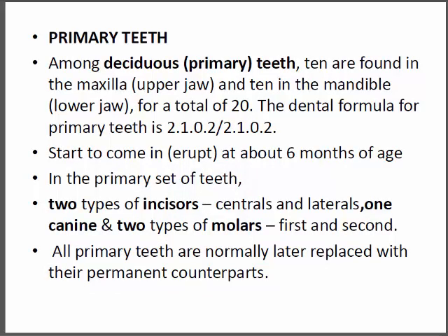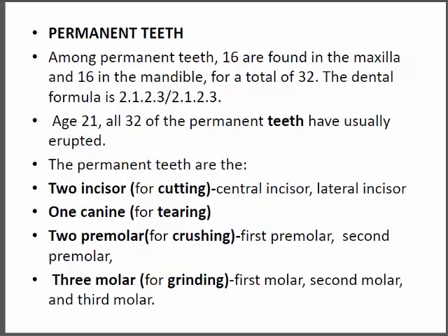Then primary teeth. Primary teeth are found in the maxilla, that is the upper jaw, and in the mandible, that is the lower jaw, and in total there are 20. They start to come in at about 6 months of age, and in the primary set of teeth there are two types of incisors, centrals and laterals, one canine, and two types of molars, first and second. All primary teeth are normally later replaced with their permanent counterparts.